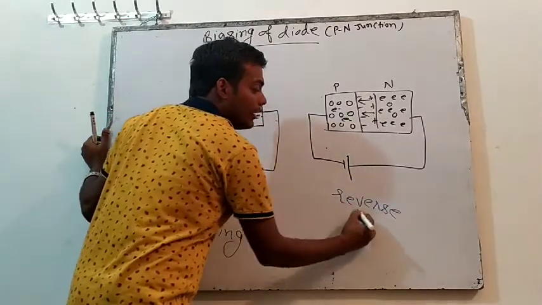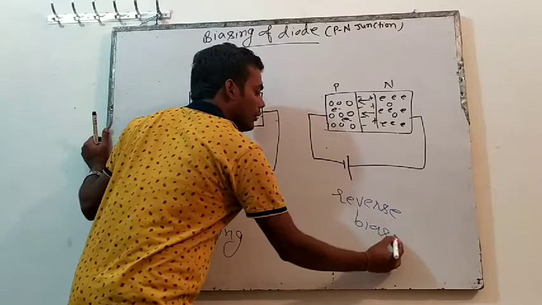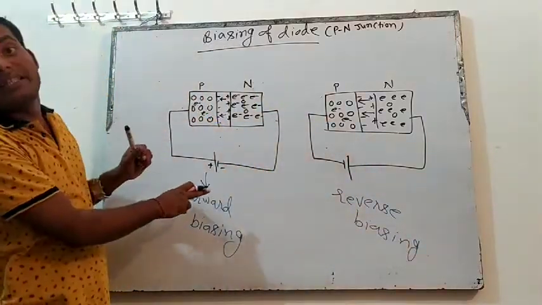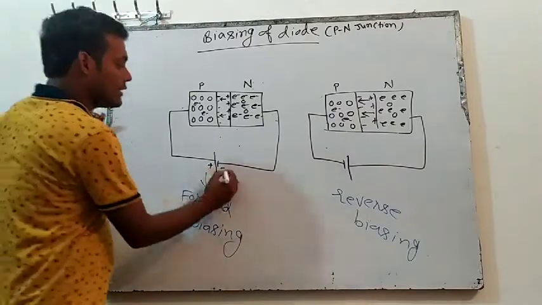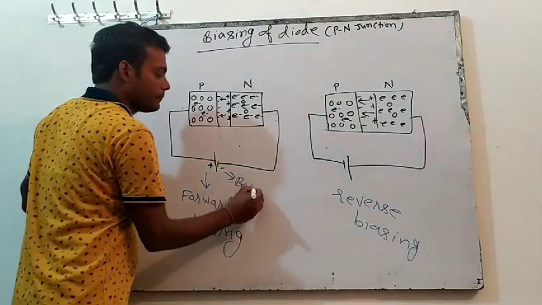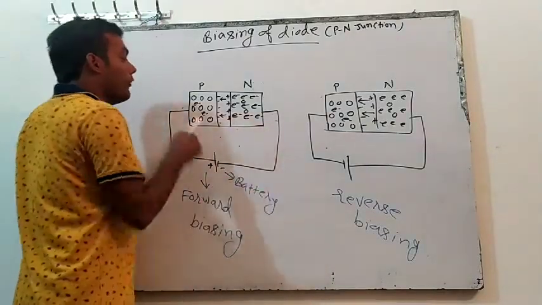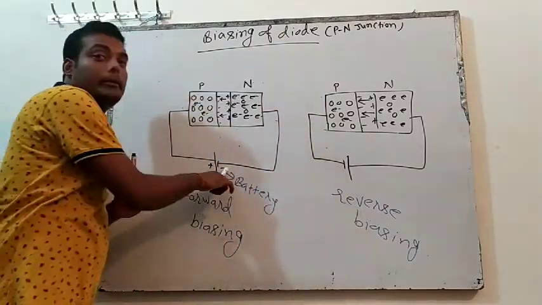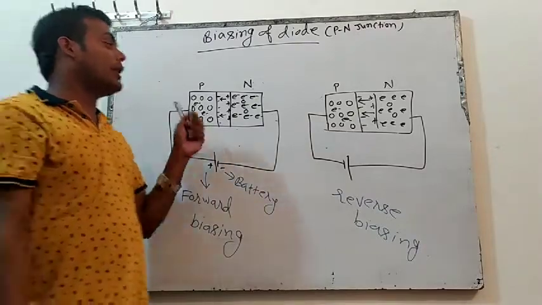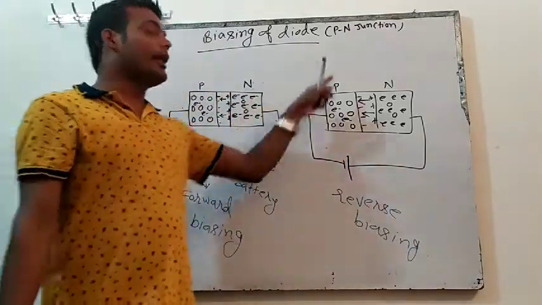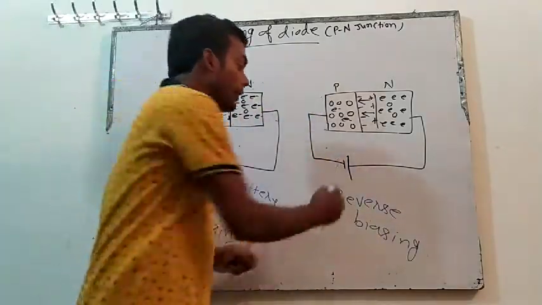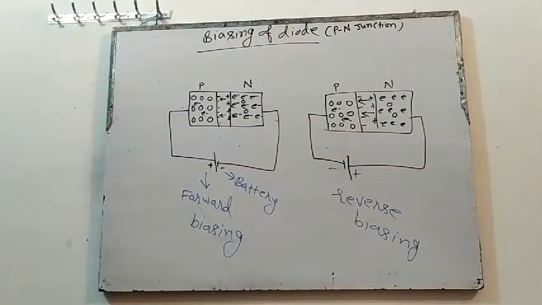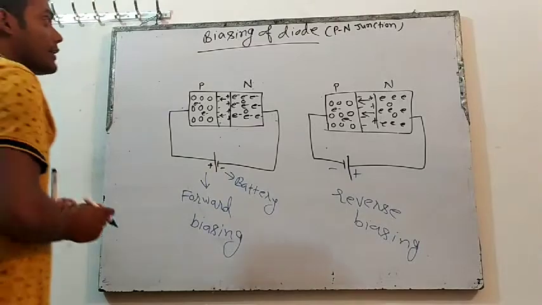Whatever I am saying, you can write in your class note also: when we connect the P side of the PN junction with the positive terminal of the cell or battery and the N side with the negative terminal, this is known as forward biasing. And when we connect the P side with the negative terminal and the N side with the positive terminal, this is known as reverse biasing.